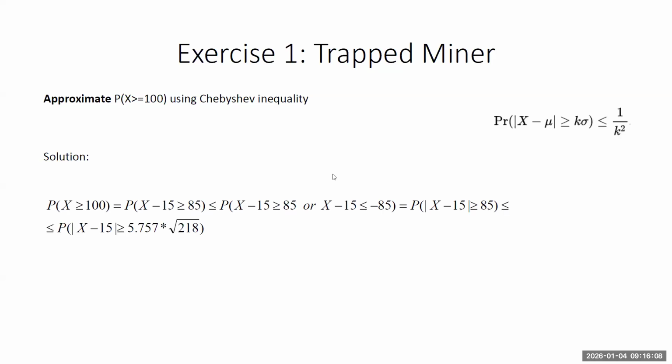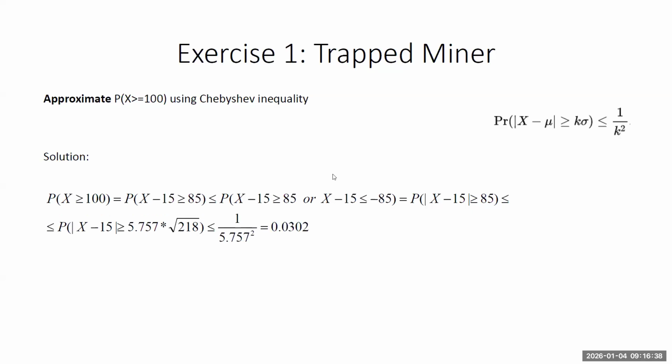Okay. We can write 85 in this form. We need to decompose this number into these factors: the standard deviation times this constant. This is the standard deviation. And now by the Chebyshev inequality, we know this probability is less or equal to 1 divided by the number squared, which is about 0.043. Okay, so this is our estimation for the probability that the random variable X is greater or equal to 100.